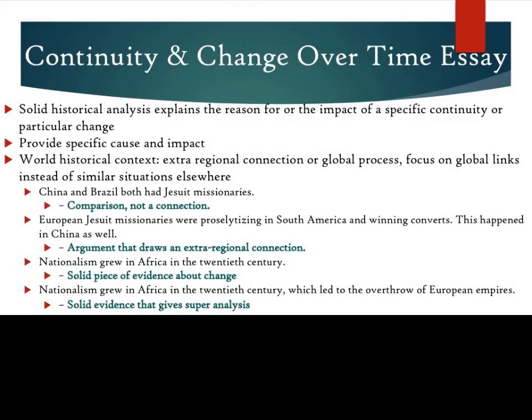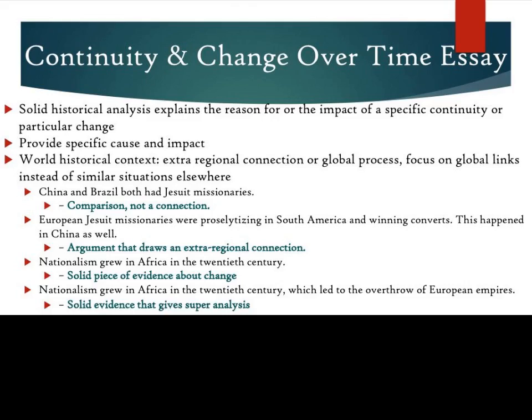Okay, your historical analysis explains the reason for or the impact of a specific continuity or particular change. And you want to provide specific causes or specific impacts. We've talked about this before: world historical context, extra-regional connection, or global process. That's what historical context is. You're taking that thesis, your answer, and connecting it to another part of the world. You're putting that into a global process. What happened in world history.